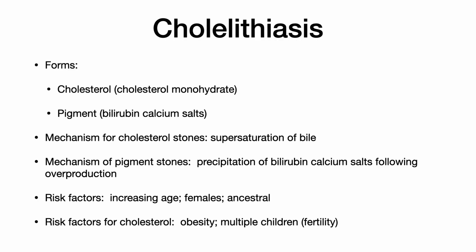When you break down a lot of red blood cells, you produce a lot of hemoglobin. That breaks down to bilirubin. That can be a high level of it. So people who have a hemolytic episode with G6PD deficiency or things like that will have potential for forming pigment stones because they'll basically be producing too much bilirubin. Risk factors: increasing age, females, ancestry as well. Certain ancestral groups have a higher risk for gallstones. And then for cholesterol, especially obesity, multiple children. So they always talk about the 4 Fs: females, fertile, over the age of 40, and then obesity.